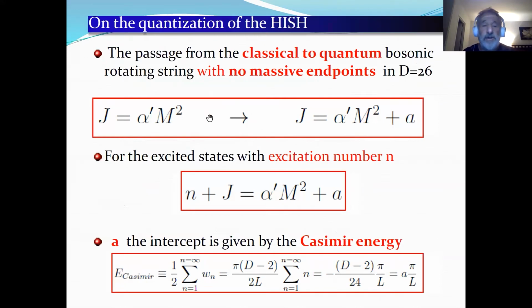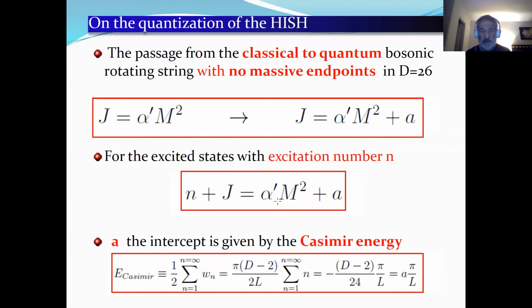So without masses, going from the classical string to the quantum string, if we are in the critical dimension, this is simply going from the classical Regge behavior to the quantum one, where we add the intercept. Or more generally, if we are not in the ground state, then the nth level will be added to the angular momentum, and this is equal to alpha prime m squared plus a. Okay. Now, what is a? A is what we refer to as the intercept.